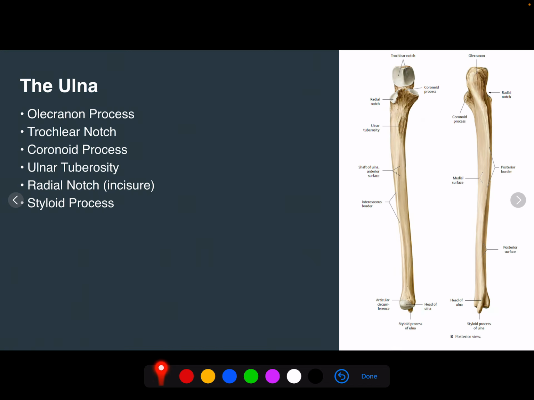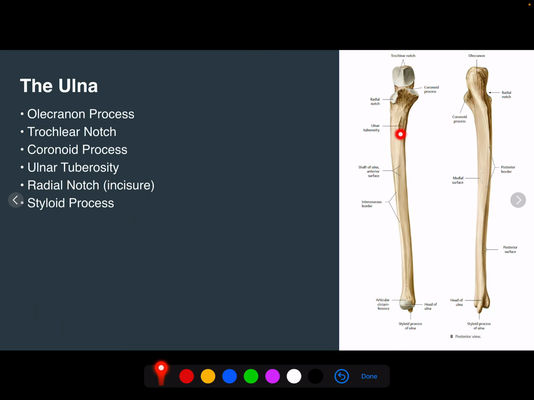We have our coronoid process, which is going to be this anterior and medial projection. So we can see an anterior view here. It's this little lip on the anterior surface of the ulna. And then we have this medial projection as well, also considered to be the coronoid process.